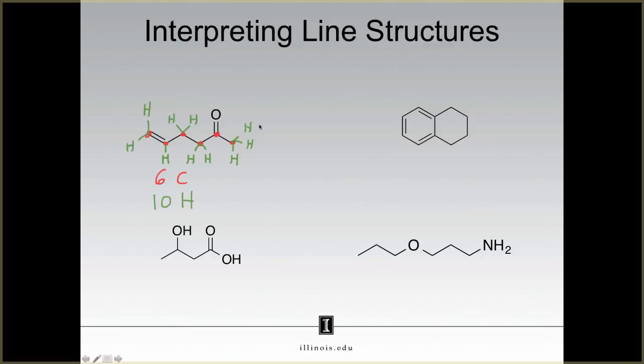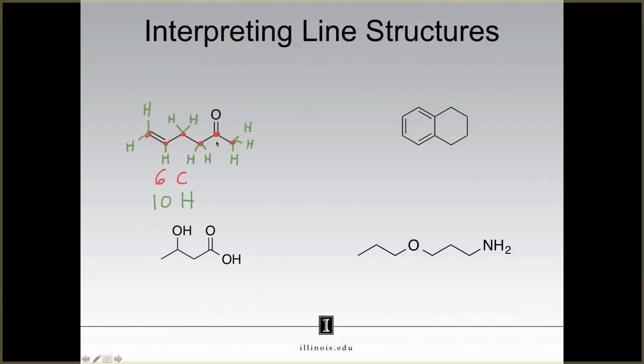How about double bonds? Are there double bonds present in this molecule? Yes, we see that this carbon-carbon connection here is a double bond. And we see that this carbon-oxygen connection is also a double bond. Remember that every line corresponds to a bond. If there's 1 line, it's a single bond. If there are 2 lines, it's a double bond.